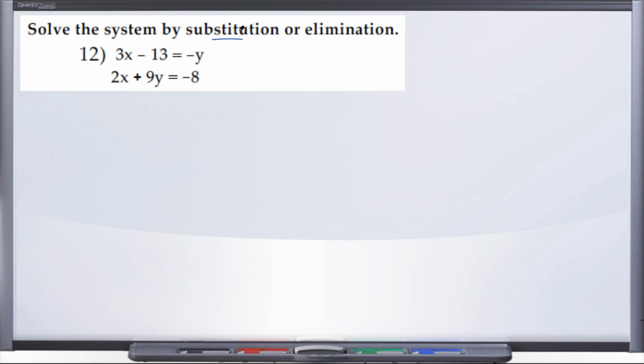The reason I want to use substitution is because if we look at the first equation here, we're almost solved for y. And if we're almost solved for x or y, substitution is probably the easier of the two to use. So let's go ahead and start by first rewriting both of our equations. And 2x plus 9y equals negative 8.